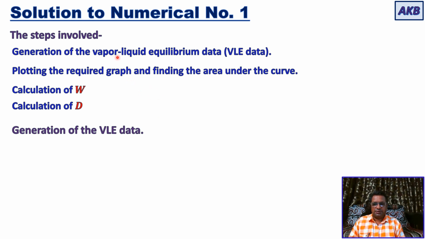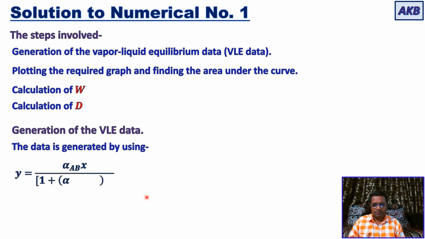So first let us follow all the steps. First, we need to generate the VLE data. This data, vapor liquid equilibrium data or XY data, is generated by using this equation: y is equal to alpha AB x divided by 1 plus alpha AB minus 1 into x. If you have seen my earlier videos, you know how to use this equation and how this equation is obtained.